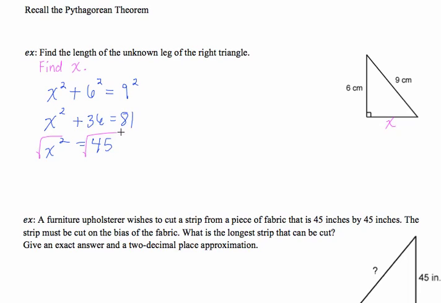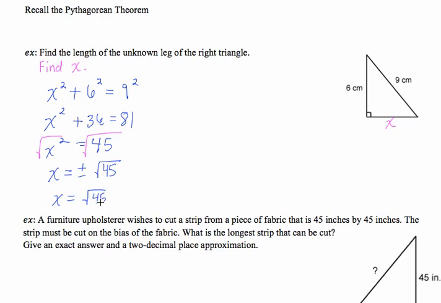And remember, typically if you take the square root of a variable squared, the other side could be positive or negative. However, this is the length of a leg of a triangle, and a length can never be negative. So we're just going to ignore that negative solution and go with the square root of 45.